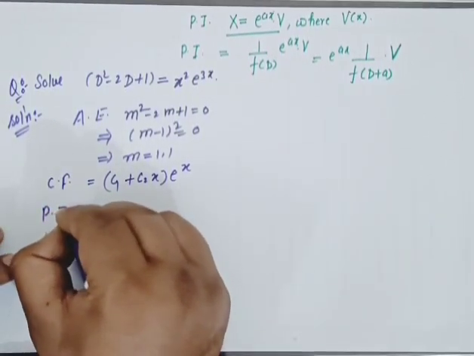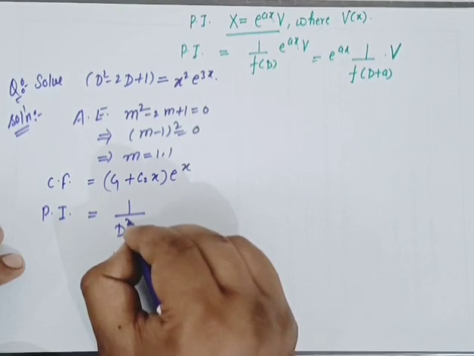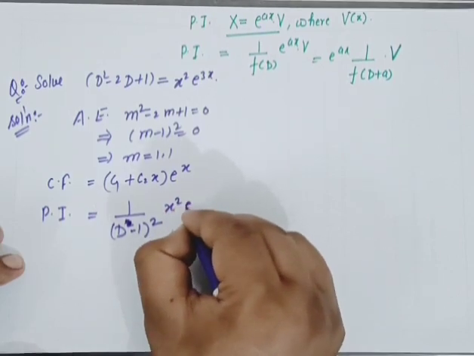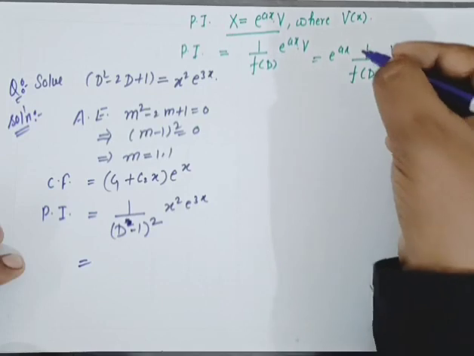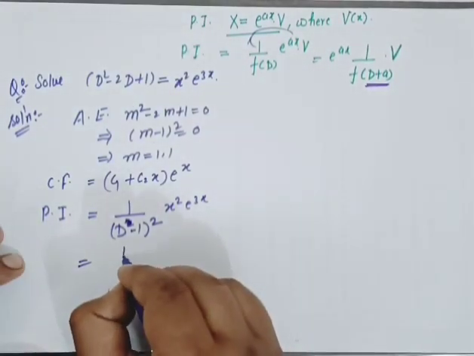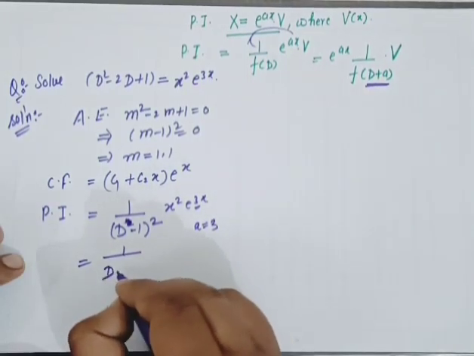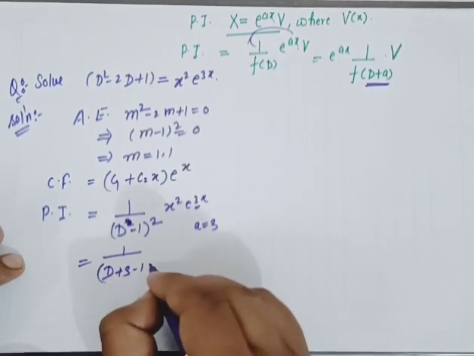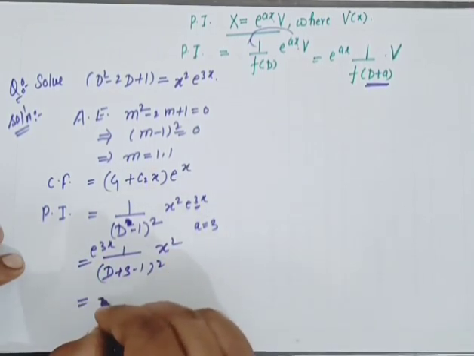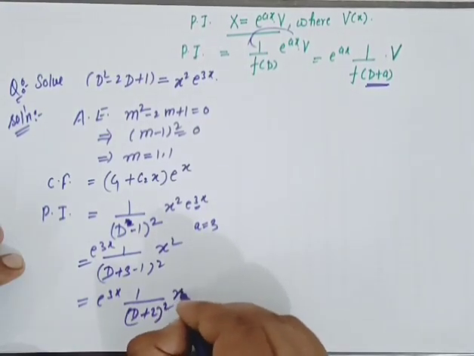Now we need to find the particular integral. To find the particular integral, we need to solve 1 upon D square, or you can write it as D minus 1 whole square, x square e to the power 3x. You can take e to the power ax outside by replacing D with D plus a. Here a is equal to 3. So we need to replace D with D plus 3 minus 1 whole square, and you can take e to the power 3x outside, into x square. So the result is e to the power 3x, 1 upon D plus 2 whole square, into x square.